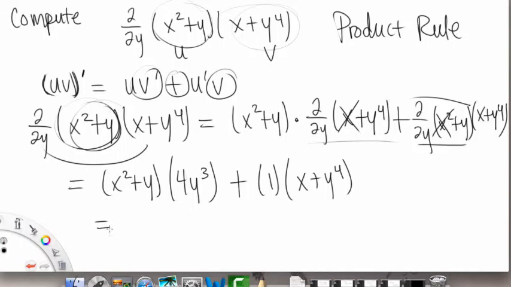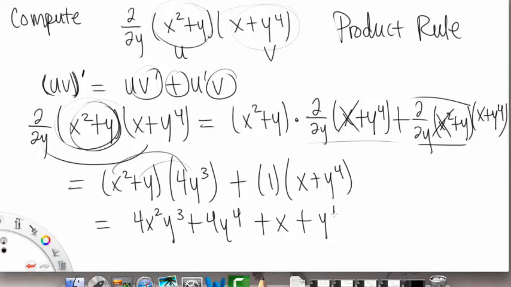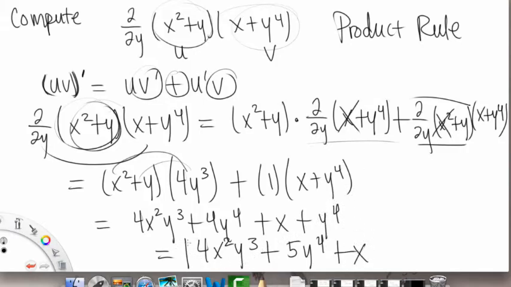So now we can just simplify. If I distribute this 4y cubed, I get 4x squared y cubed plus 4y to the fourth, plus an x plus a y to the fourth. So this is going to turn out to be 4x squared y cubed plus 5y to the fourth plus an x. Okay? So that's pretty much it. This is the first partial derivative with respect to y of that given function.